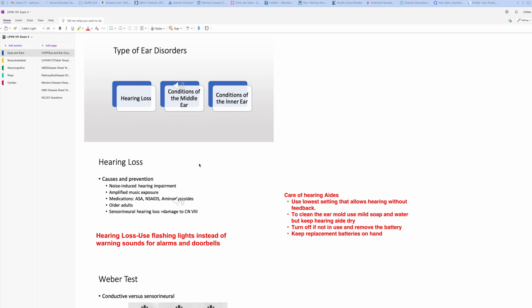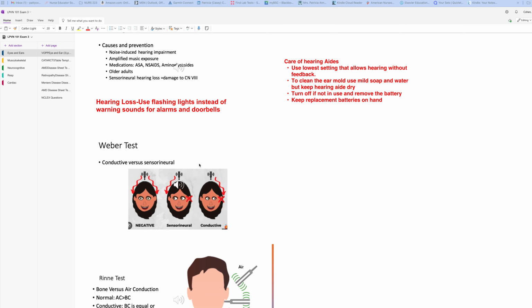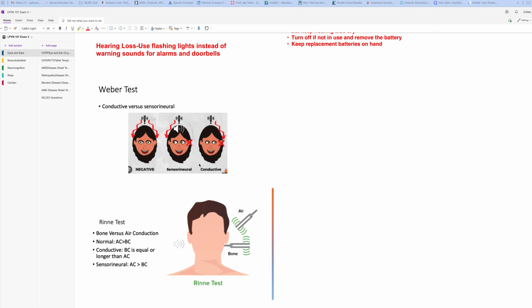Okay, use the lowest setting that allows feedback and make sure they're cleaning it. The Weber test. This is a test to determine if hearing loss is conductive versus sensorineural.